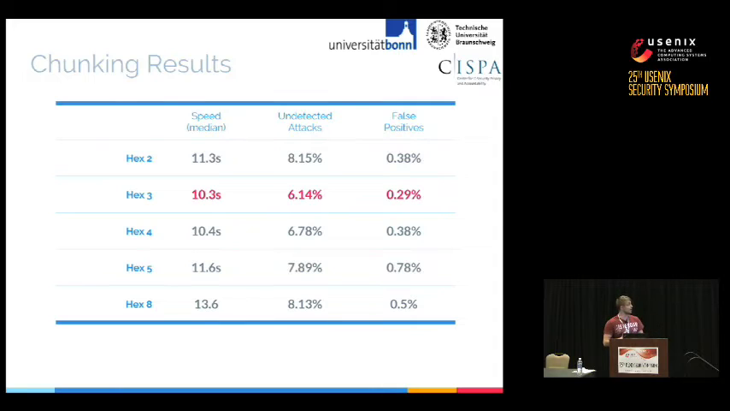In the chunking experiments, we tested the different chunking approaches, and we didn't get any significant numbers. Even though there are small differences in undetected attacks, those are not significant. The only thing which is significant is the speed, but it's quite similar for all chunkings. Hex 2 means 2 characters, like it is done in SSH, hex 3 is 3 characters, hex 4, and so on.